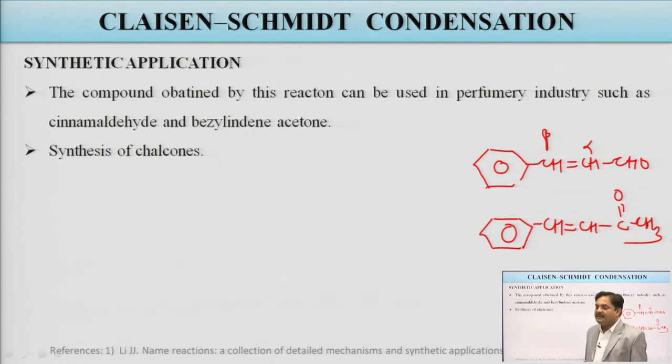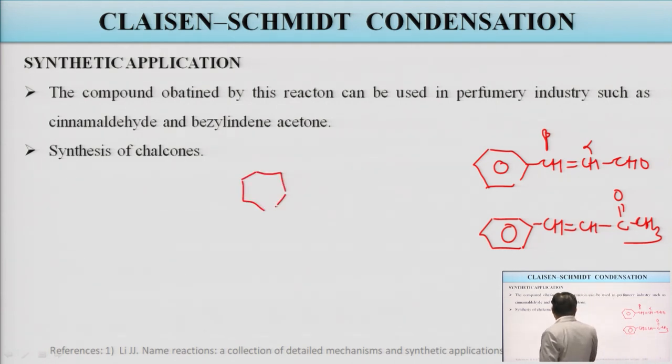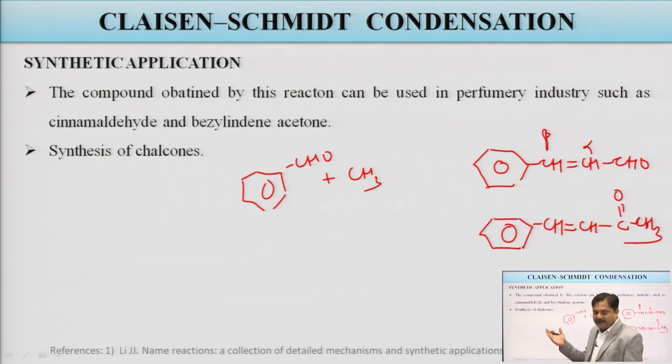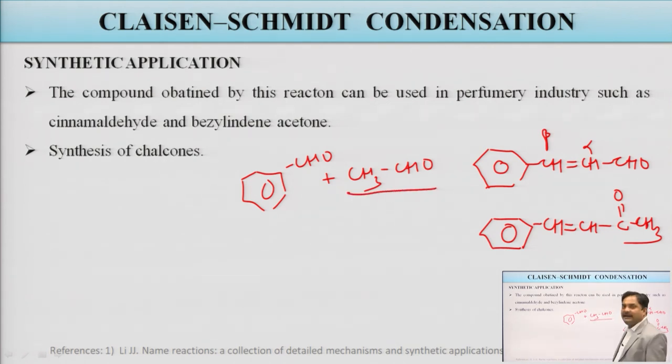Very important molecules because these are used in the perfumery industry. Okay, they provide a very good smell. Okay, they can be obtained by Claisen-Schmidt condensation reaction. How can they be obtained? Suppose we react benzaldehyde with a second carbonyl compound, like this. So this is acetaldehyde. It has 3 alpha hydrogens. This is an alpha carbon. It has 3 alpha hydrogens.